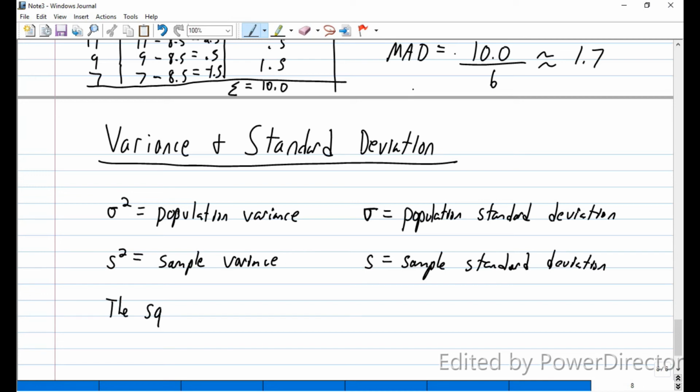The square root of the variance is the standard deviation. Even the symbols are like that. Sigma squared is population variance. Take the square root of that, you have population standard deviation. S squared is sample variance. Take the square root of that, you have S. That's sample standard deviation.